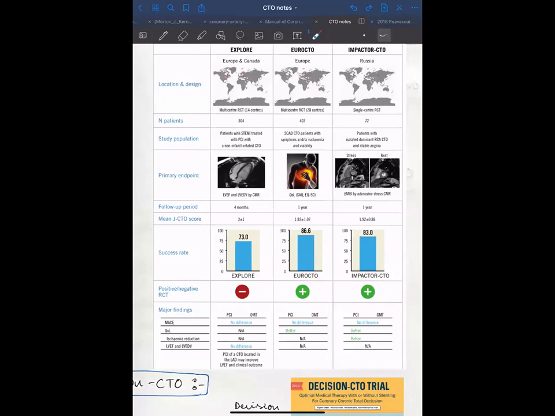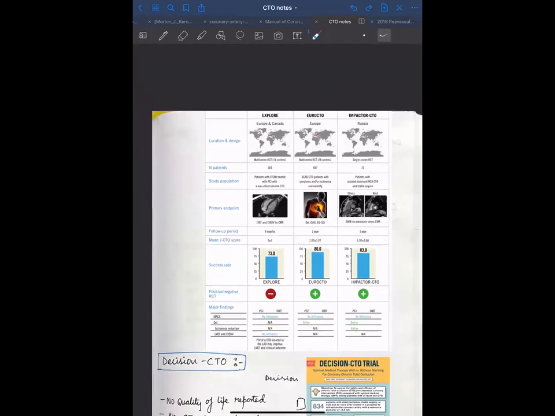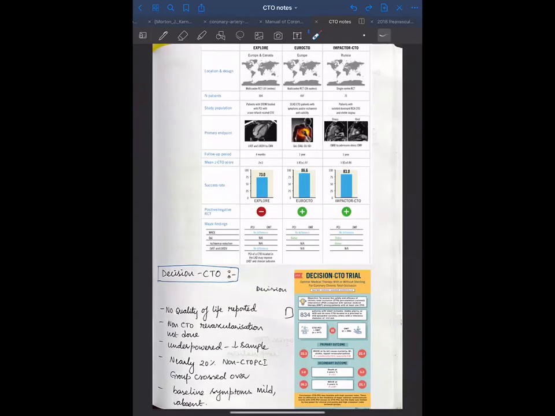So Euro CTO used the CASL score which we have seen, and it had 407 patients in stable CAD with CTO. They looked at quality of life indices, and they found that the mean J-CTO score was 1.82, as we know what J-CTO is. They found that there was no difference in MACE, but quality of life significantly improved. And again, in Impactor CTO, there was significant improvement in the ischemia also. However, EF and end diastolic volume did not improve.